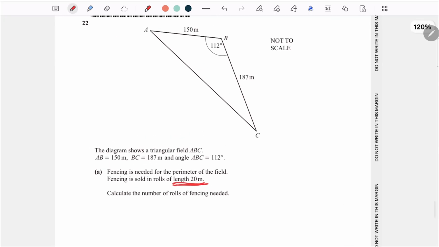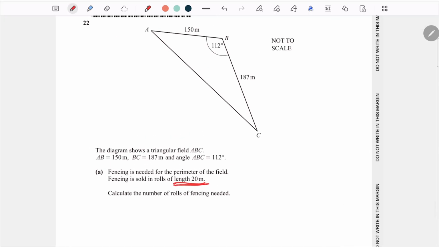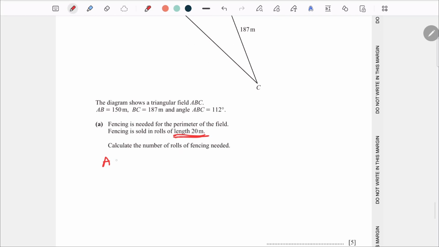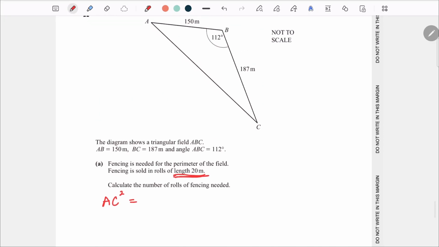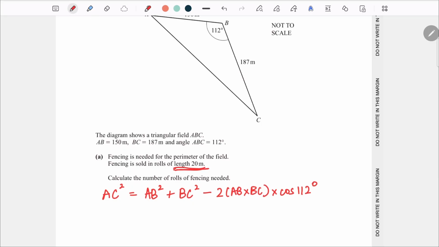So first, in order to find the perimeter, we have to add all the sides. AB is given, BC is given, but AC is unknown. So first we'll find AC. AC can be found by using cos rule. AC square is equals to AB square plus BC square minus 2AB into BC multiplied by cos of the angle between AB and BC. Angle between AB and BC is 112 degrees.